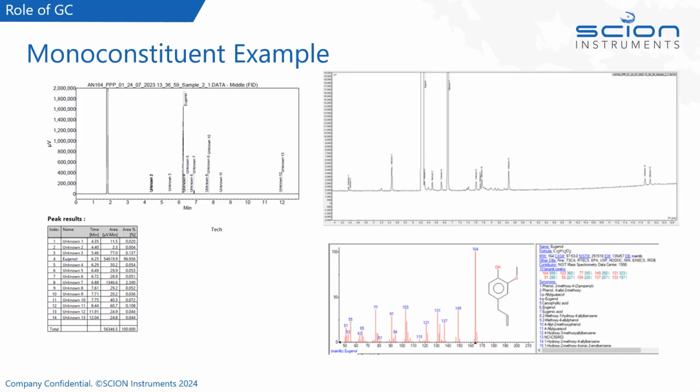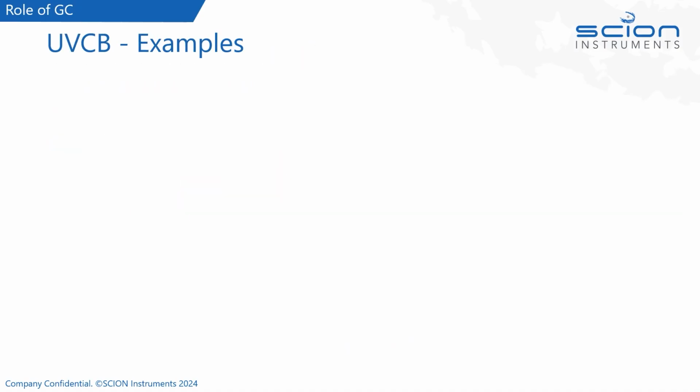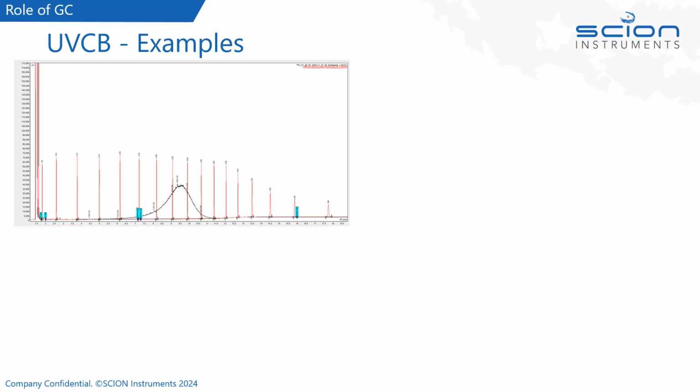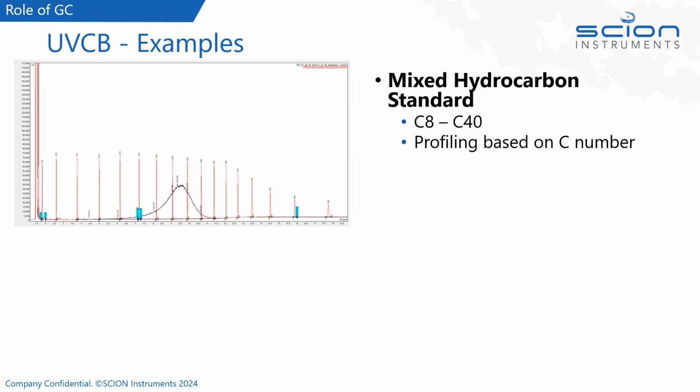I've got a couple of more complex examples here, UVCB samples. The best way to do this for such complex mixtures is profiling, and we can see an overlay here. The red chromatogram there is a mixed hydrocarbon standard. We have C8 to C40, and then we're able to profile this sample based on the carbon number. This was an oil that we were able to profile using this technique.